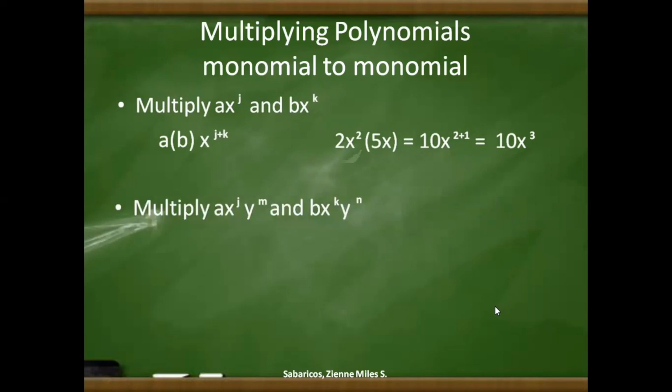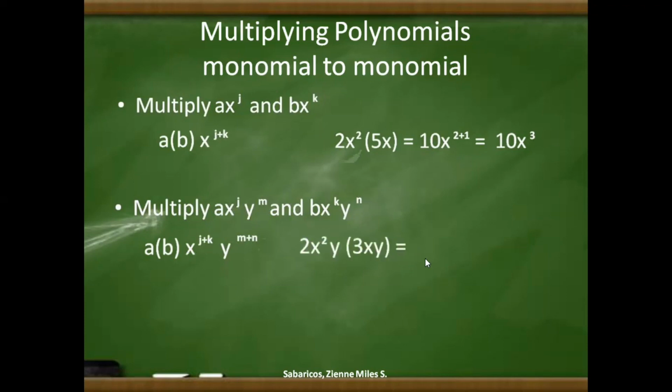Here is another formula for it. ax to the j, y to the m, and bx to the k, y to the n. So once again, we do a times b, and then you bring down the x, and then the exponent of the x, so j plus k once again. Then you bring down the y, then m plus n.